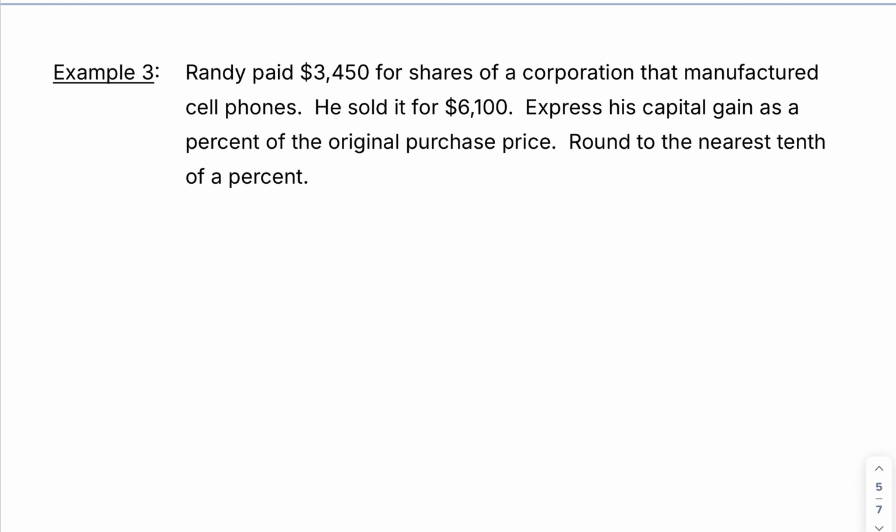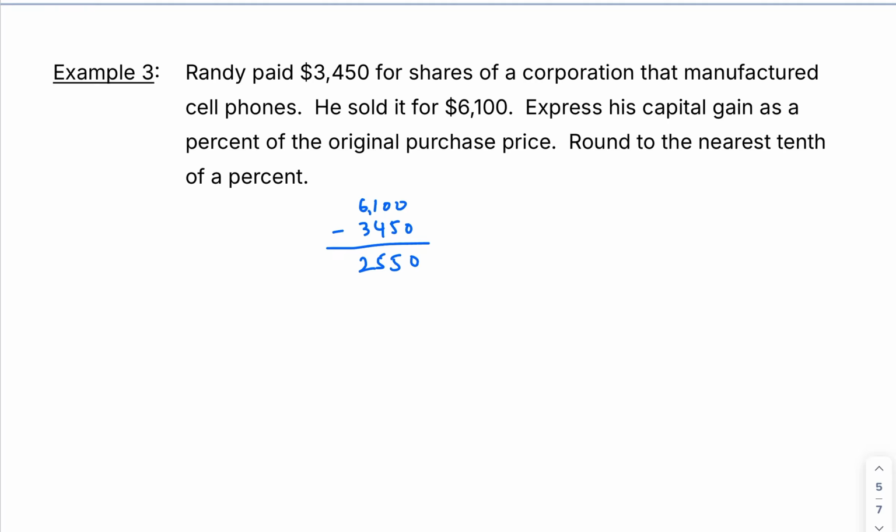Okay, so first we need to determine the capital gain. So that's $6,100 minus $3,450. Okay, and this works out to $2,550. All right, so that's his capital gain.